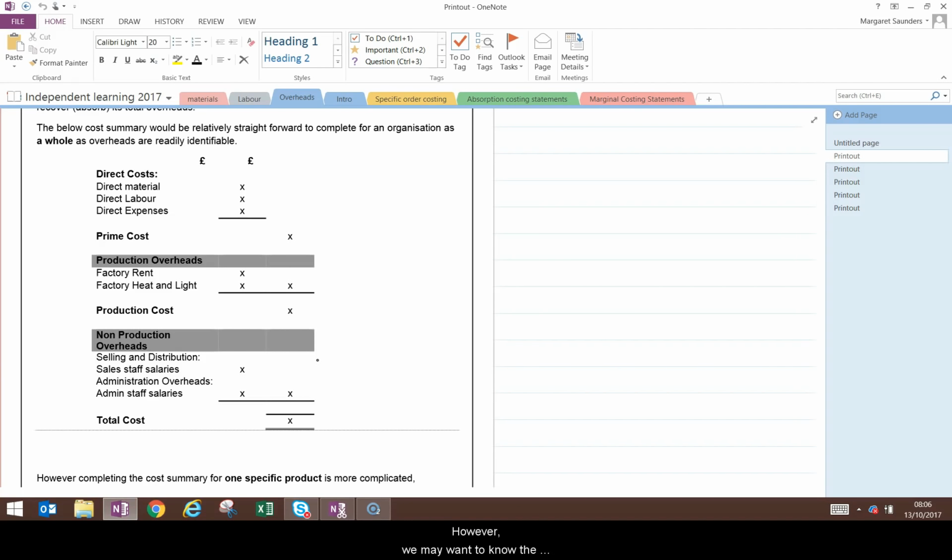So we would have a total cost of production for the month. However, we may want to know the cost of production for one unit so that we can then work out the selling price for that unit. It then becomes a little bit more complicated because how are we going to decide how much of the production overhead related to the production of one unit? So how much of the factory rent relates to the production of one unit? How much of the factory heat and light relates to the production of one unit? So we need to find a method of dealing with that. And the method that we use is called absorption costing.